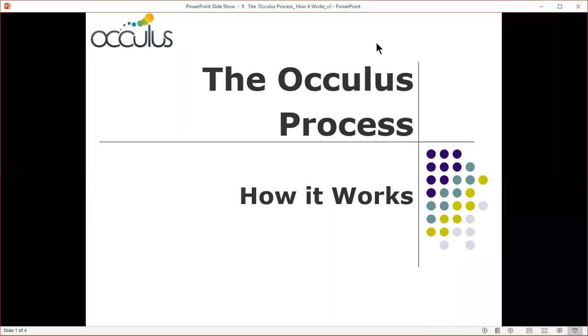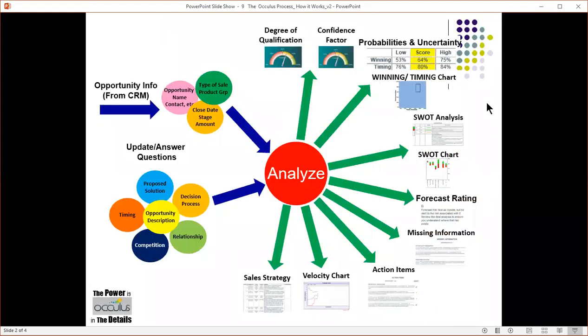Good day. In this video, I'd like to give you a conceptual overview of how Occulus works. Here is the entire picture. It shows on the left side the inputs, various inputs from the CRM, as well as question updates done by the sales rep. And these are the outputs on the right side. So what I'd like to do is just take you through it quickly in a step-by-step process.